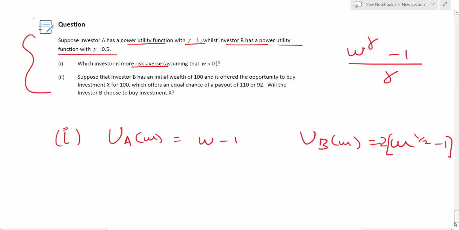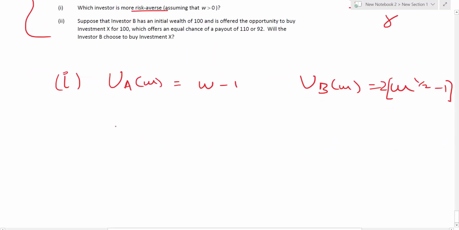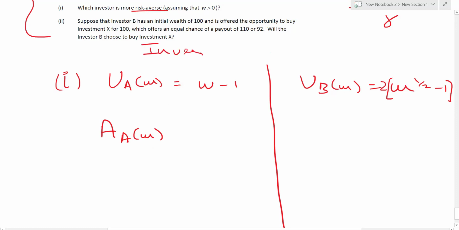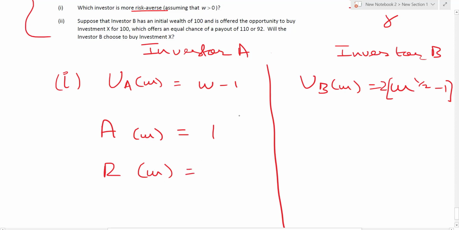Now in order to check which investor is more risk averse, you have to find the risk aversion of both the investors, absolute and relative, and compare both. So for this one it would be A of W, absolute risk aversion. If I write investor A here, then I don't need to write this A. To make it clear, investor B. So A of W, what will it be? The derivative of this, which is what? 1.